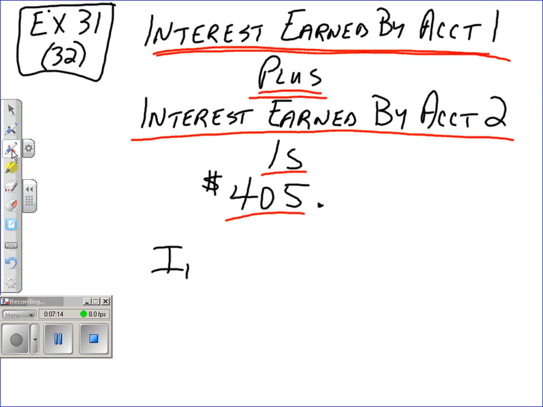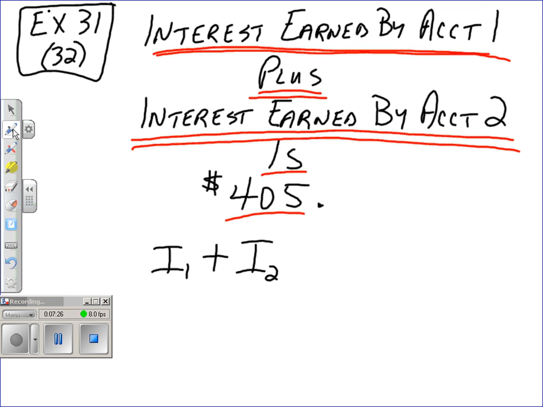Then we have our plus. Well, that's easy enough. Plus. Then we have our interest earned by account 2. You can guess what's going to happen here. I'm going to name it I sub 2, interest in account 2. So the interest in account 1 plus the interest in account 2. You guys remember the word "is" almost always means equals in math. And finally, 405. So look, that cleaned up pretty nicely.